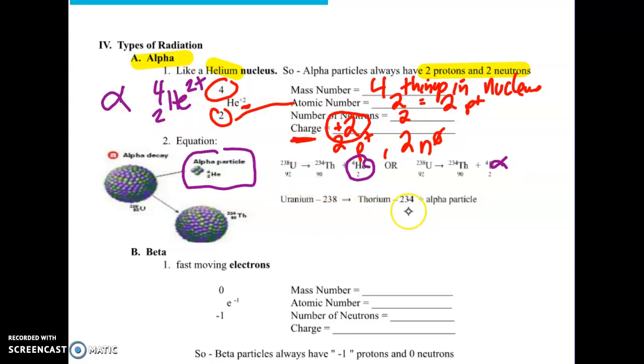And here's the same equation written out in words. This will be kind of a sneak preview of what's coming up later. On the left of the equation, I have a total mass of 238, and on the right of the equation, I've got a mass of 234 plus 4, which gives me a mass of 238. So does that follow our law of conservation of mass? You bet it does.